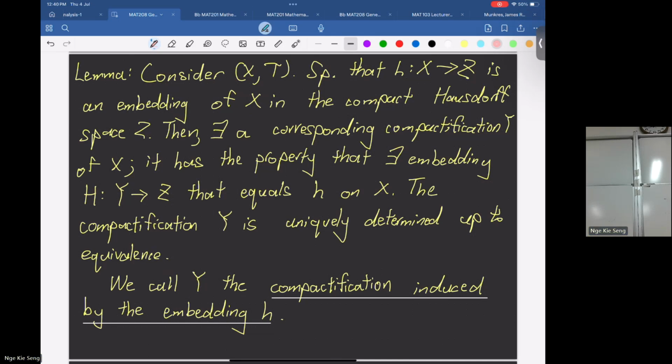Okay. Question? Question? No? Okay, so this uniqueness is paired with the embedding. You fix one embedding. So that's why this word, induced by the embedding.